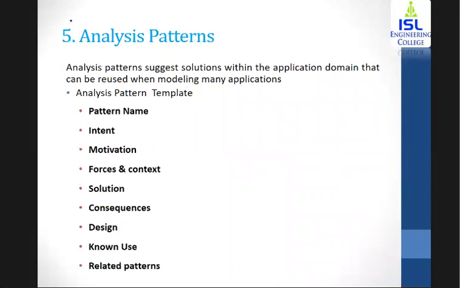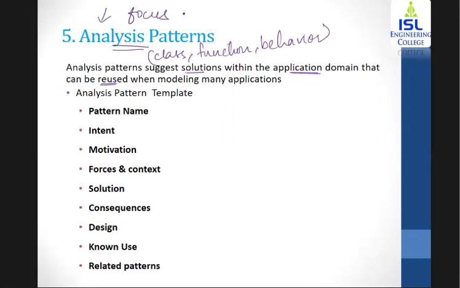Then the next one, the last element of the analysis model, is called the analysis pattern. The analysis pattern suggests solutions within the application domain that can be reused when modeling many applications. What are these solutions? They can be a class, a function, or a behavior. So the analysis pattern suggests the types of solutions within the application domain that can be reused. It focuses on reusing.